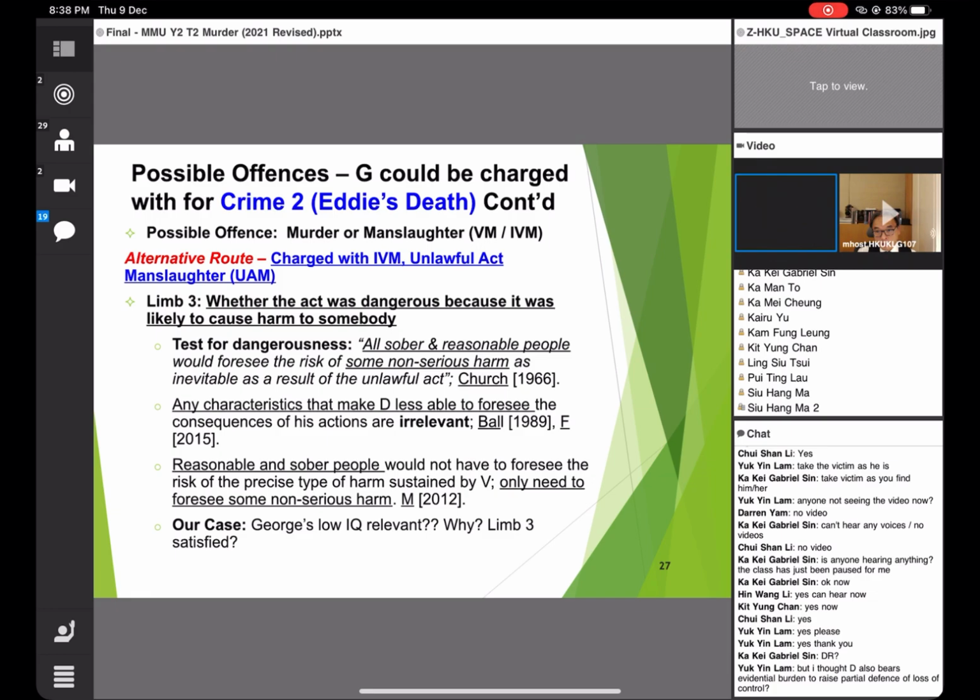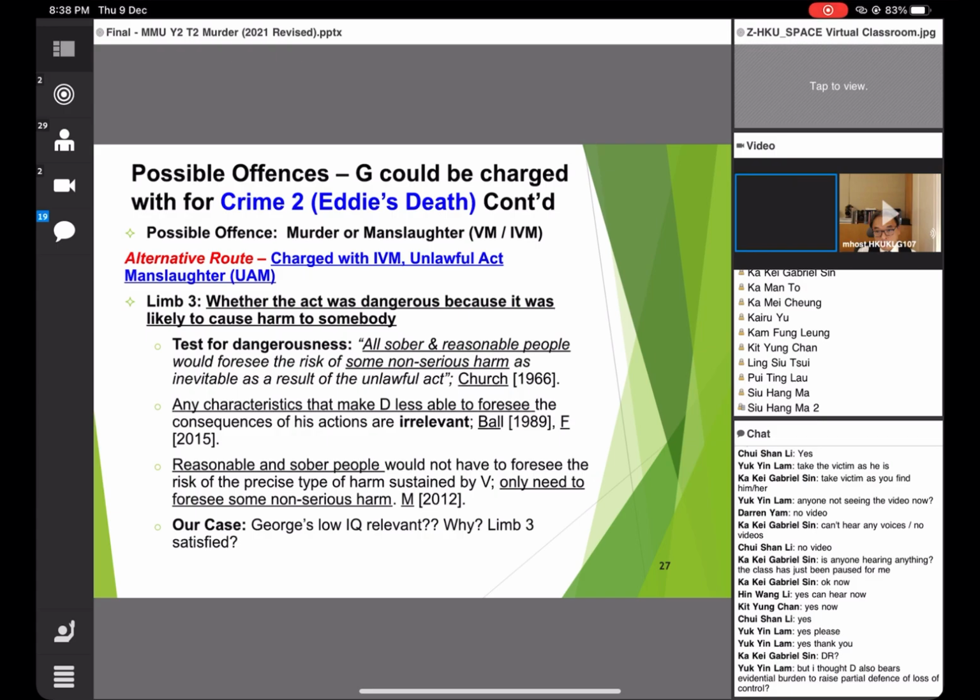Limb number 3, you ask the question, as Lord Hope in the case has required, you ask whether the act was dangerous because it was likely to cause harm to somebody. So you ask the question, what is the test for dangerousness? That would be in Church, 1966, leading case. And the test is, all sober or reasonable people would foresee the risk of some non-serious harm as inevitable as a result of the unlawful act.